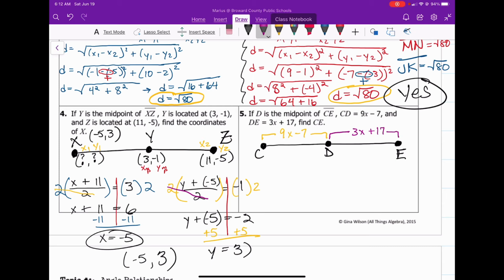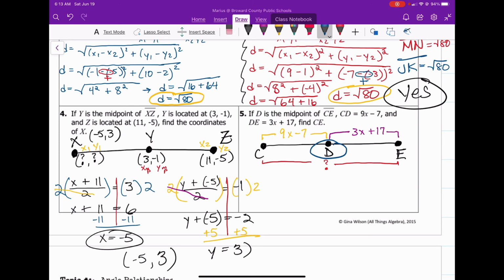Now, it says find CE. They want us to find the whole thing from C to E. What is that? That's what they want to know. In order to do that, we have to figure out what x is equal to. Okay? Now, if D is the midpoint, let's get another color here. They're saying D is the midpoint.